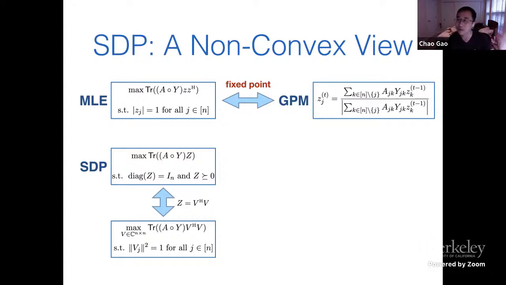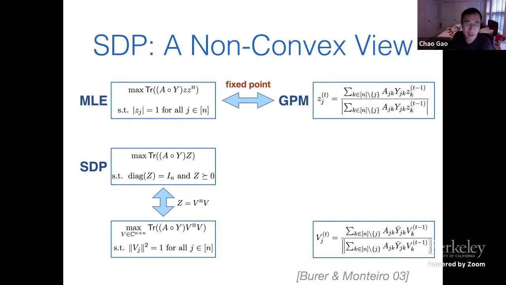If you're optimizing over Z, it's convex, but if you optimize over V, it's non-convex, right? Turns out these two perspectives are equivalent. This is very well known as the Burer-Monteiro factorization in the literature, and people have been using this factorization to derive efficient algorithms to solve SDPs for a long time. And it is with this non-convex representation that we can write the solution of the SDP as a fixed point of this iterative algorithm, right?